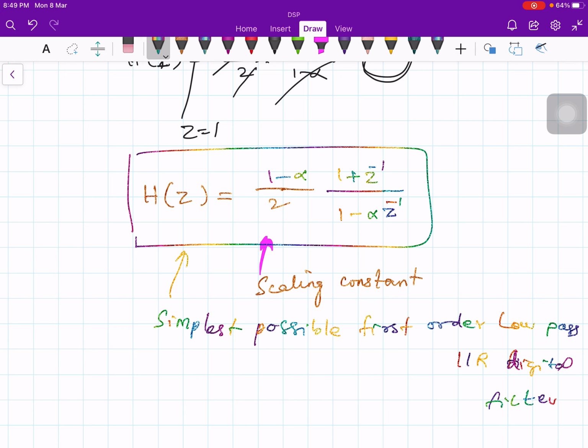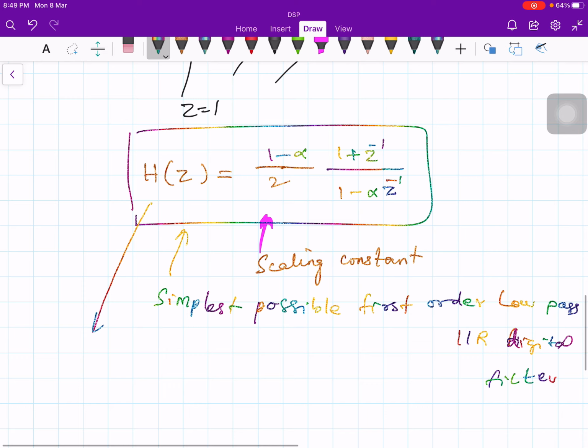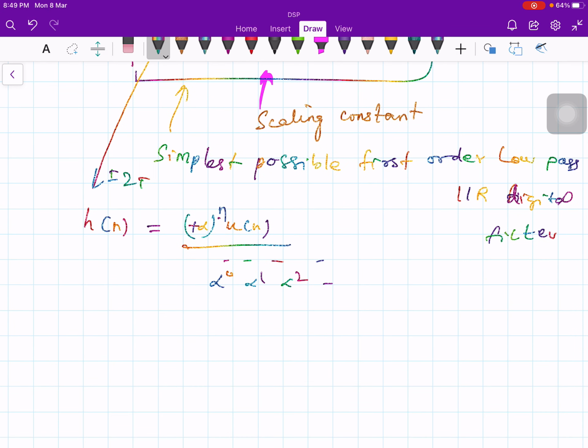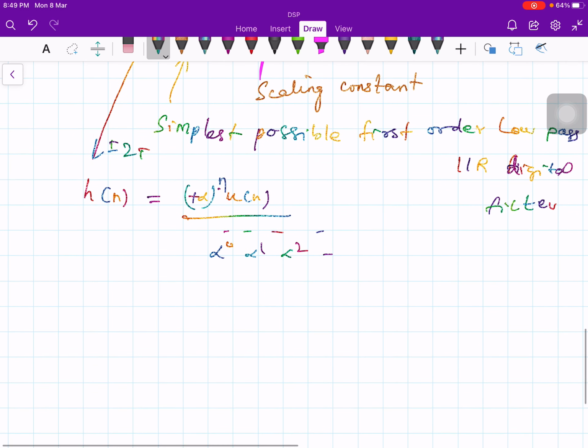Why is it an IIR digital filter? Because if you take the inverse Z transform, you'll get h of n. That h of n contains a factor like alpha to the n times u of n. Therefore, you substitute n equal to 0, 1, 2, 3, 4 like that. It has so many samples: alpha power 0, alpha power 1, alpha power 2, like that. So that is why this is an IIR filter, infinite impulse response digital filter, and this is the simplest possible first order low pass filter.